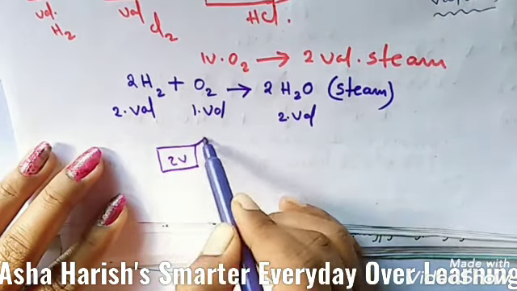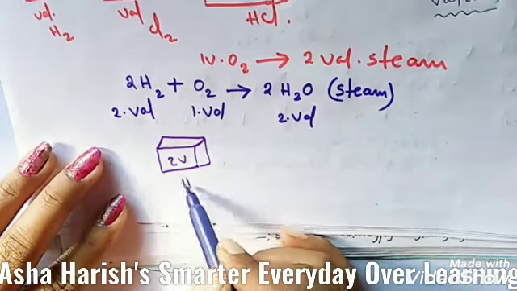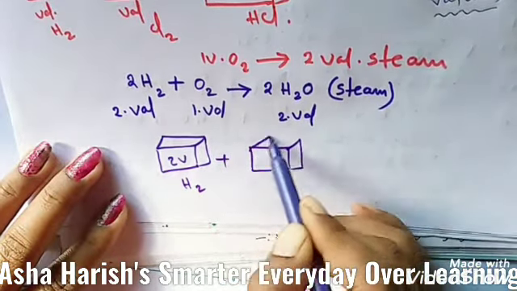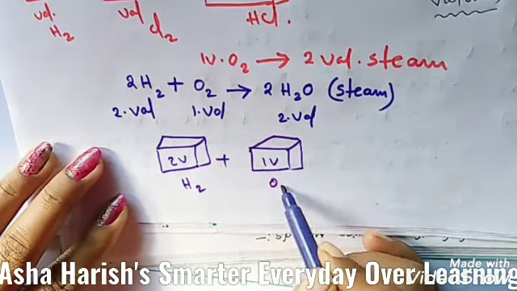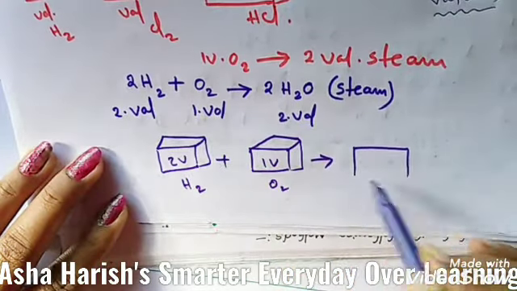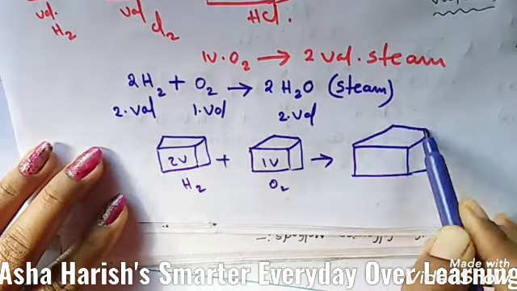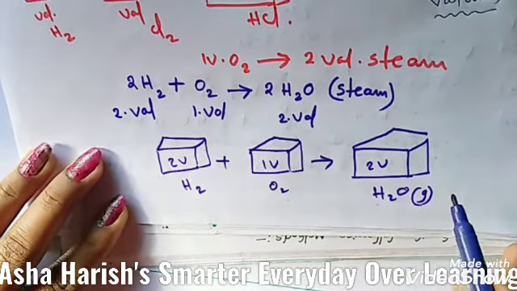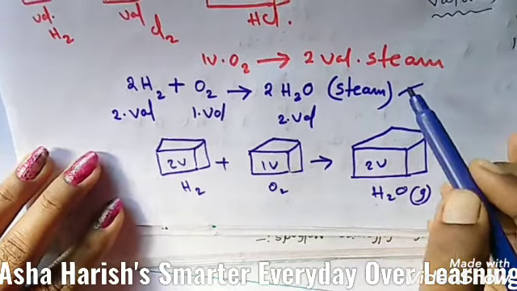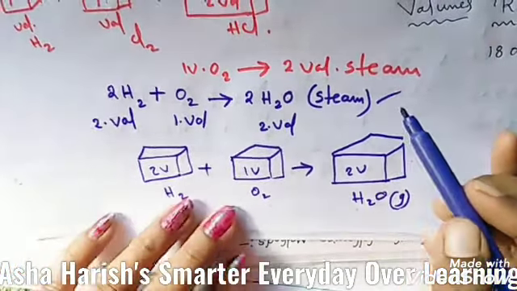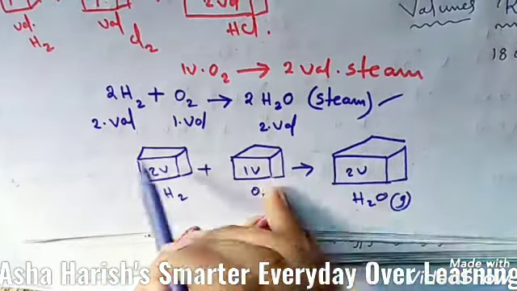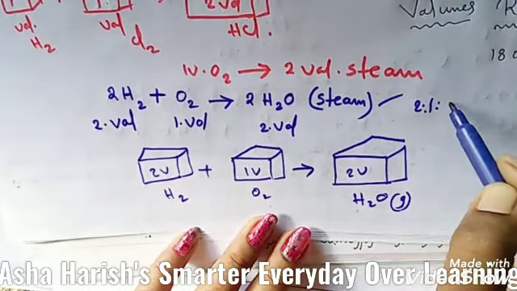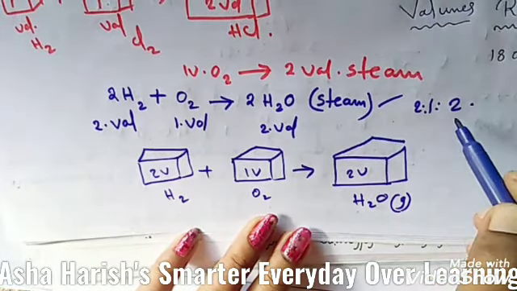Okay, and we can represent this. Here are 2 volumes of H2 plus 1 volume of O2 giving rise to 2 volumes of H2O, which is in gaseous state, so that is called steam. Here also the ratio between the volumes of the reactants and the products is simple, that is 2:1:2. This is the second case.